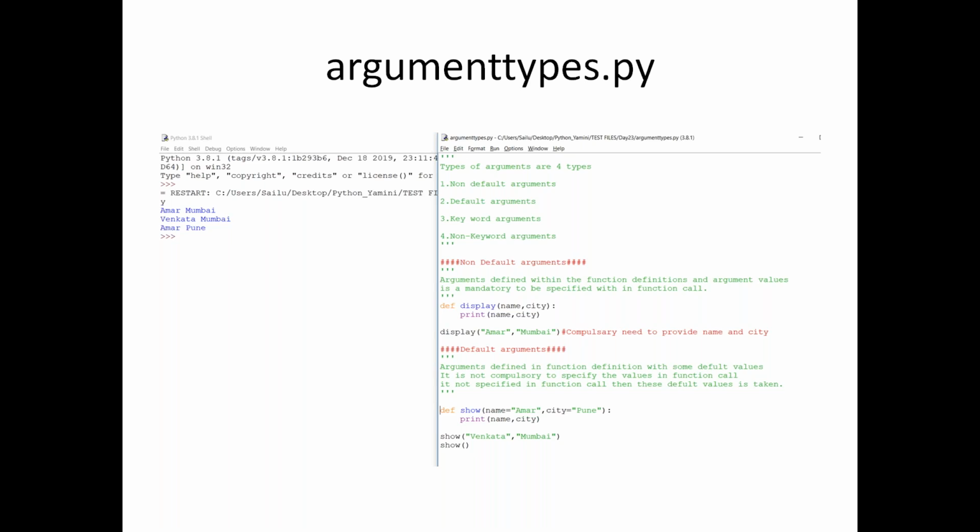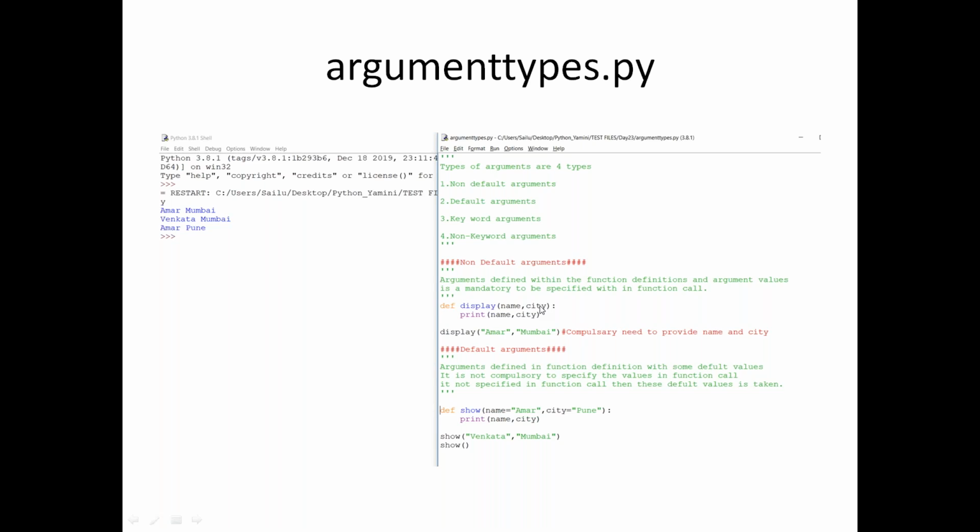So non-default arguments within the function, I'm talking only within the function. The previous one was functions only, in brackets, but right now we are defining within the function. You can see the same thing, no difference. So arguments are defined within the function definition, and the argument values are mandatory to be specified within the function call. So non-default arguments means there should be arguments defined, display name comma city.